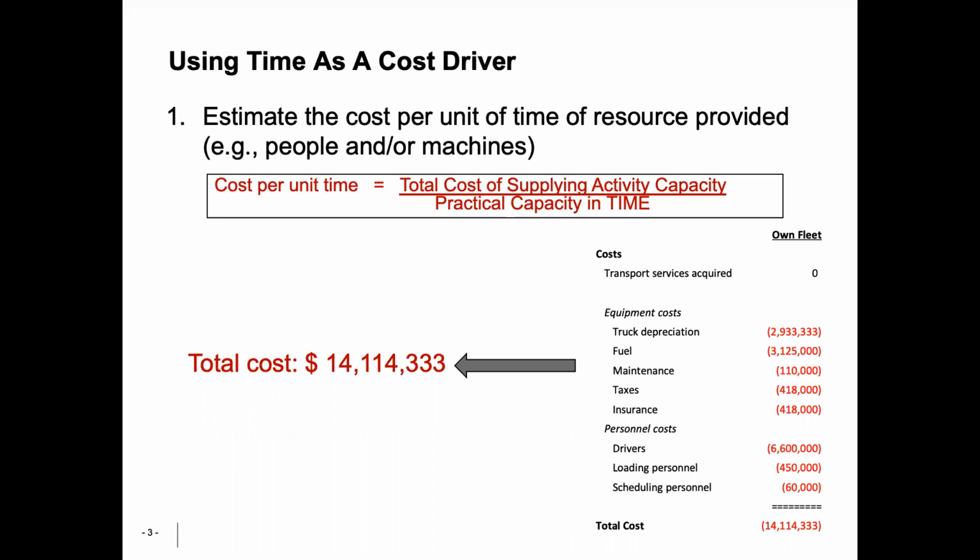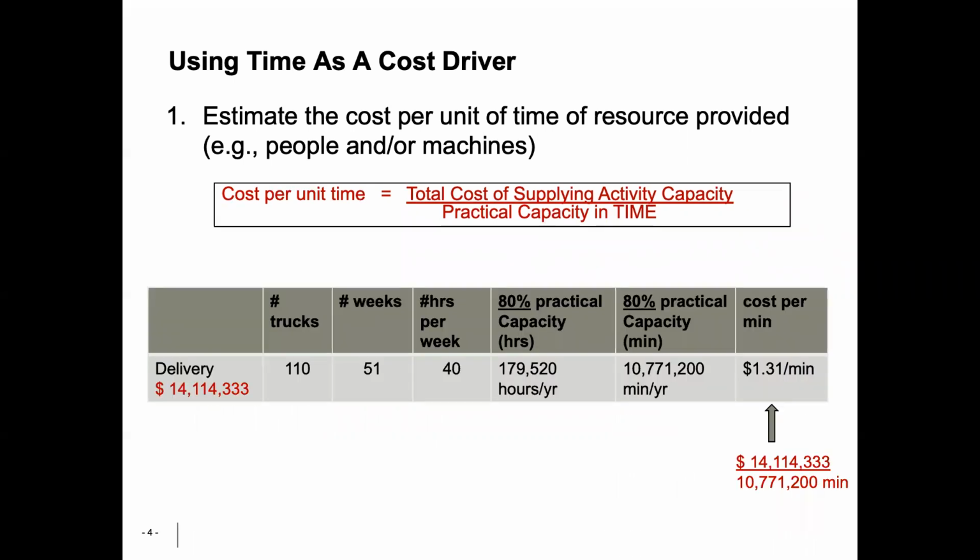So step one will be to estimate the cost per unit of time of a resource provided, which is in the form of people and or machines. So we have to use the equation cost per unit time will be equal to total cost of supplying activity capacity divided by practical capacity in time. So we look at all the costs that we have for delivery. And in this case, it's 14,114,333. That's the total cost.